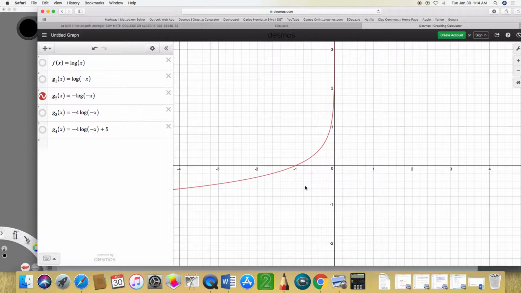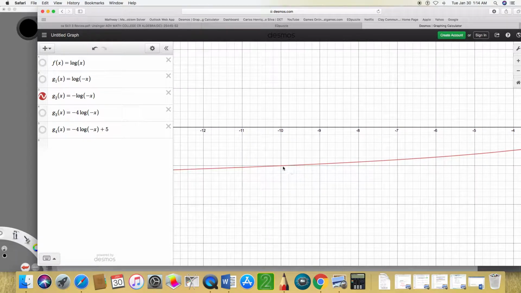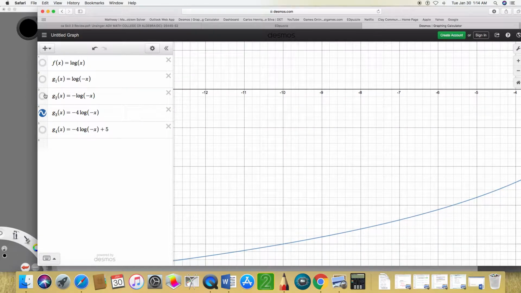So this point, let's see if we can find, here's where it's close to negative 1, and that's going to get multiplied by 4 and become a negative 4. So this point that was here at negative 10, negative 1 is down here at negative 10, negative 4. So it was a vertical stretch.